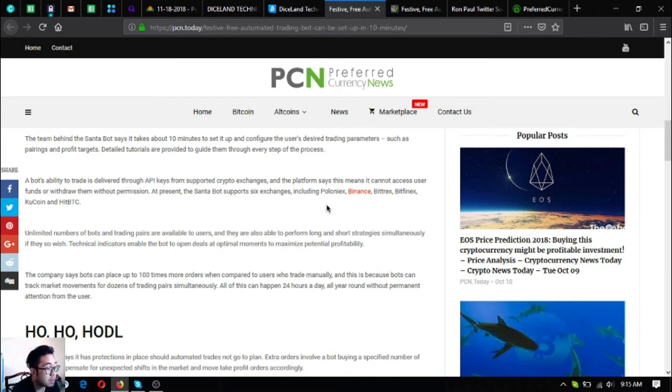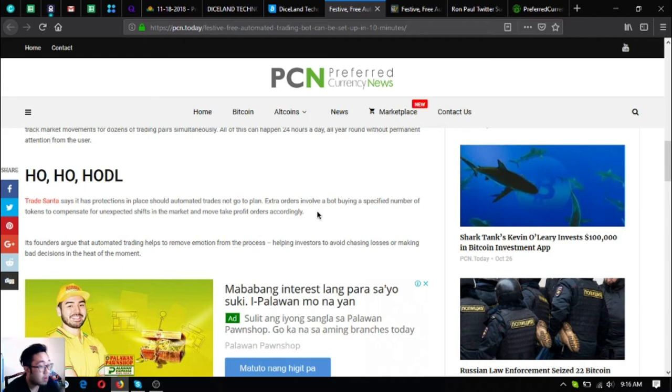The company says bots place up to 100 times more orders when compared to users who trade manually, because bots can track market movements for dozens of trading pairs simultaneously. All of this can happen 24 hours a day, all year round, without permanent attention from the user. So, ho ho hodl. Trade Santa says it has protections in place should automated trades not go to plan. Extra orders involve a bot buying a specified number of tokens to compensate for unexpected shifts in the market, and it will take profit orders accordingly.